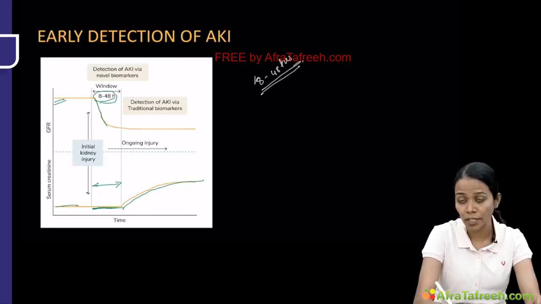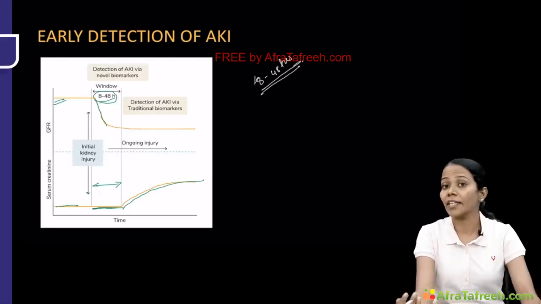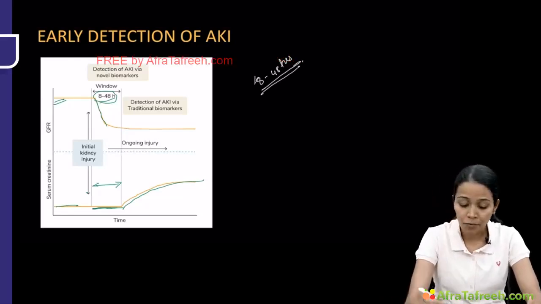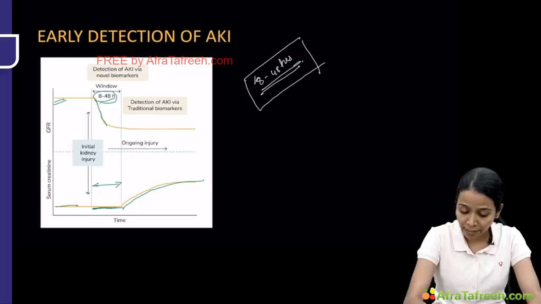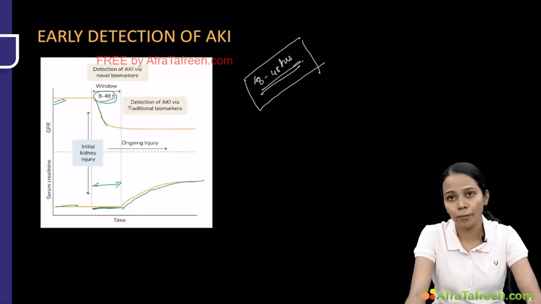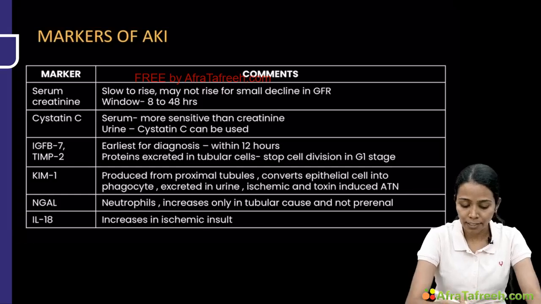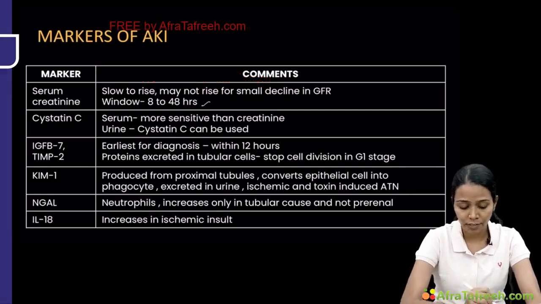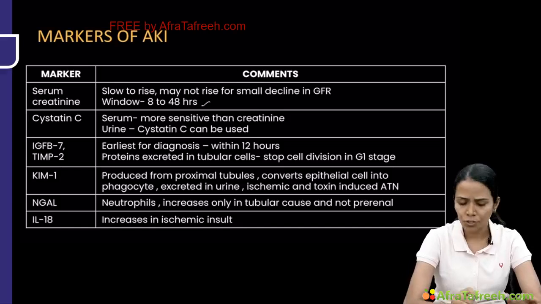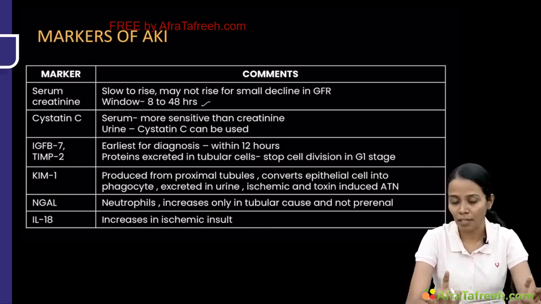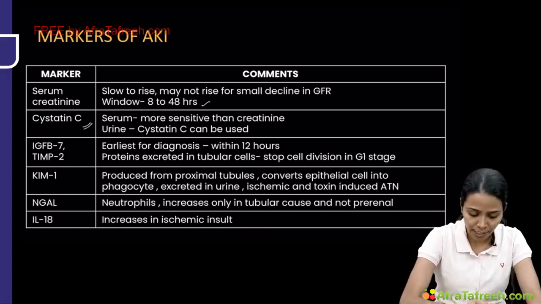That is almost 2 days of GFR decline where we can intervene and save the patient from progressing into further stages of AKI. So to pick up AKI in this crucial phase is where the novel biomarkers to detect AKI came into picture. So like I said, serum creatinine is slow to rise. It might not rise at all for small decline in GFR, and window to rise is 8 to 48 hours. Now these are the novel biomarkers. You don't have to know them in detail, but you have to know the name at least because recently this has been asked. So first is serum cystatin C.